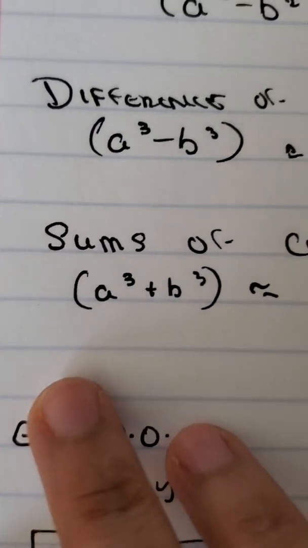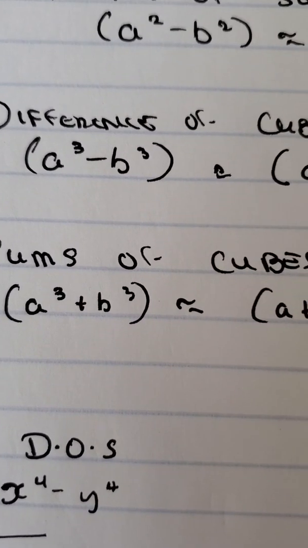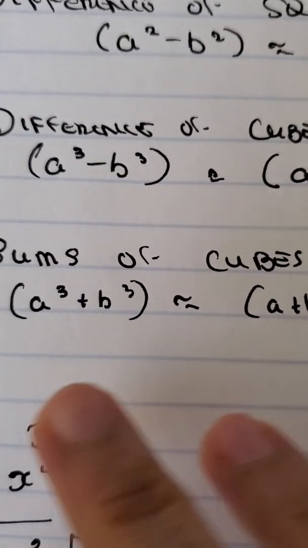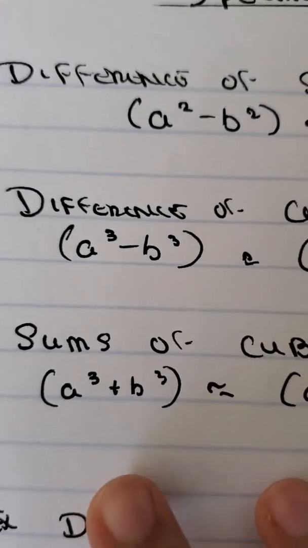And when we're dealing with sums of cubes, unlike sums of squares which are not factorable, sums of cubes are factorable. And here's the formula for sums of cubes.